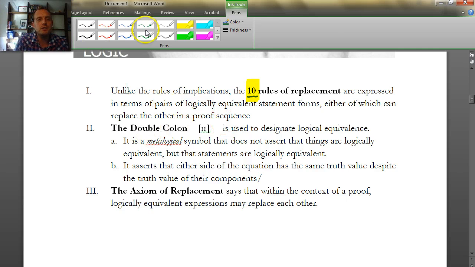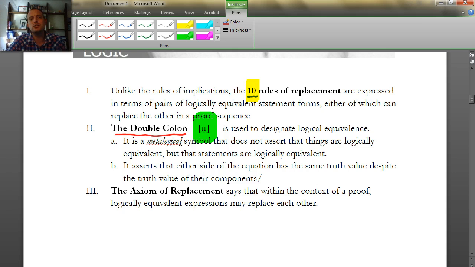So in order to use rules of replacement, we're going to introduce this new symbol, the double colon. And what the double colon means is it's used to designate logical equivalence. Now, it's a metalogical symbol, and that means that it does not assert that things are logically equivalent, but that statements are logically equivalent.